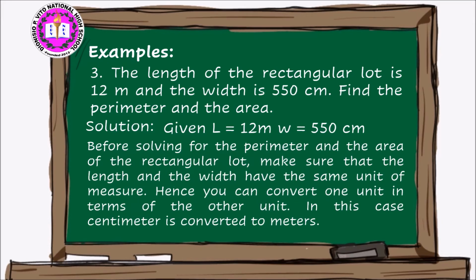Before solving for the perimeter and the area of the rectangular lot, make sure that the length and the width have the same unit of measure. As you can see, the unit of our length is meter and the unit of our width is centimeter. Hence, you can convert one unit in terms of the other unit. So in this case, centimeter is converted to meter. So we're going to convert our width into meters.